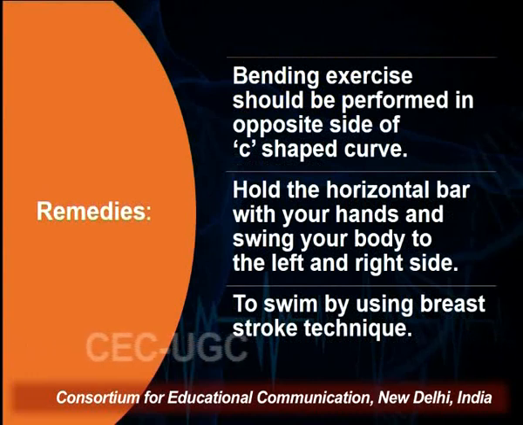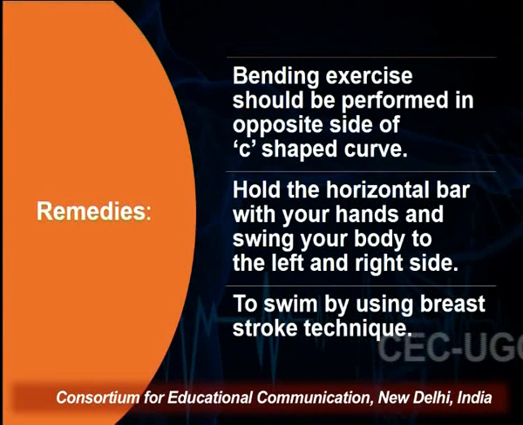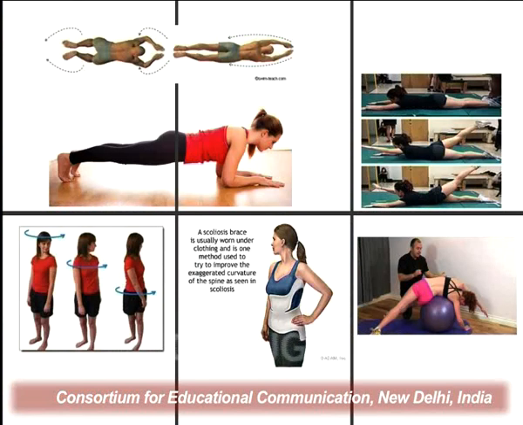Bending exercise should be performed on the opposite side of the C-shaped curve. Use a horizontal bar: hold the horizontal bar with your hands and swing your body to the left and right side. Swim using the breaststroke technique. You can see some of the exercises shown in this picture.